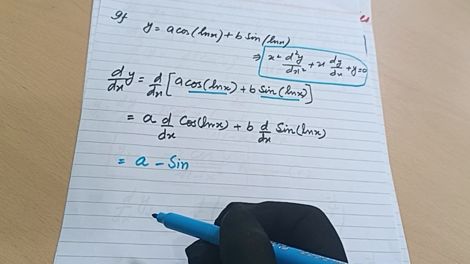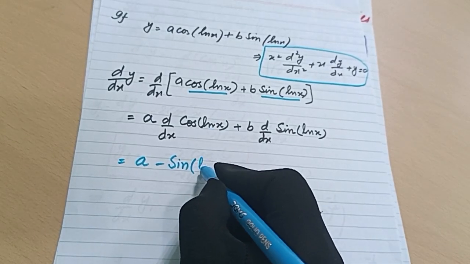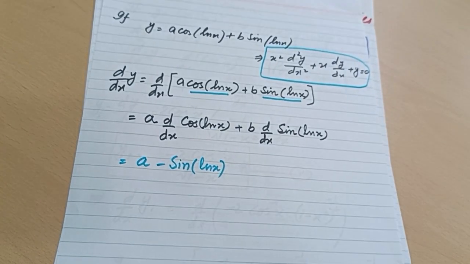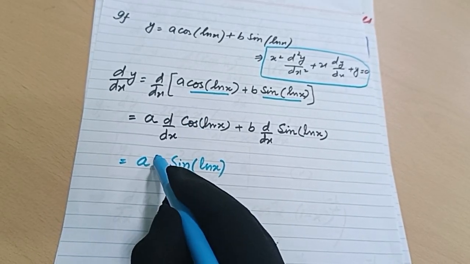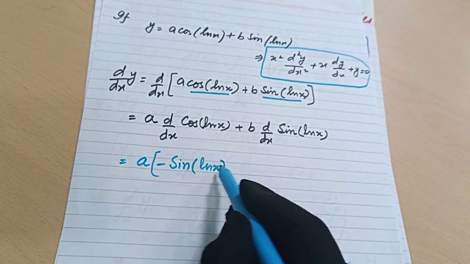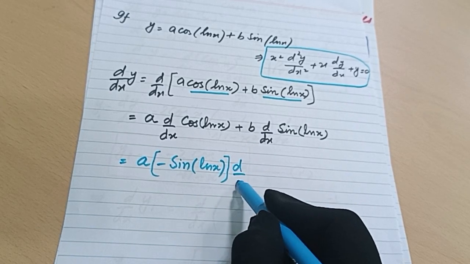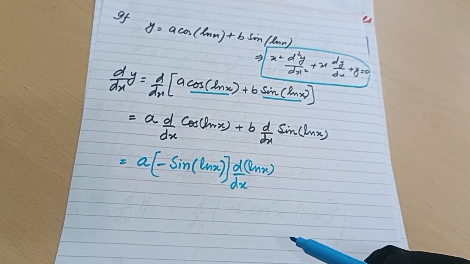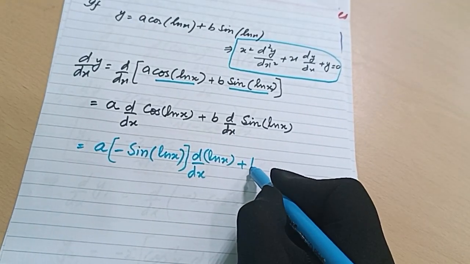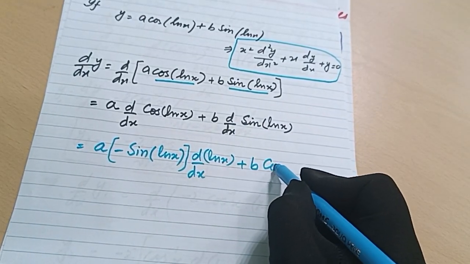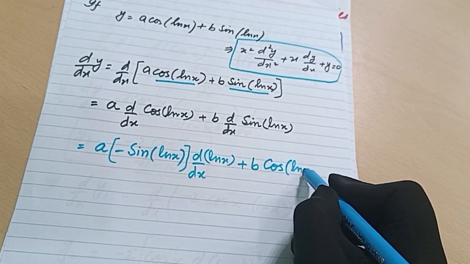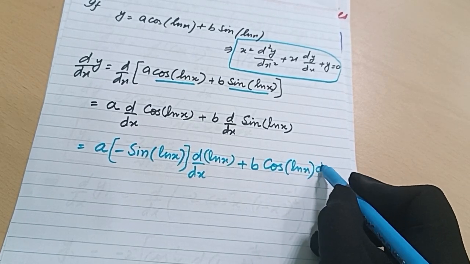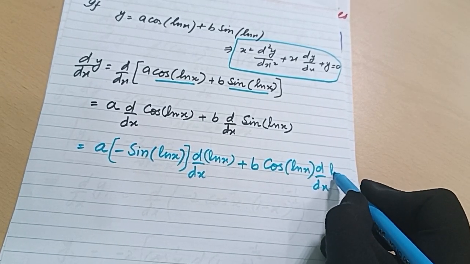Derivative of cos is minus sine of the same angle, and then we have to take the derivative of the angle. Same is the case with plus b: derivative of sine is cos of the angle, and the derivative of the angle.